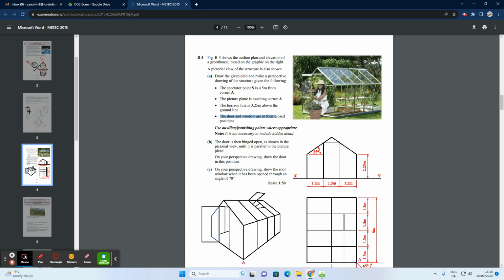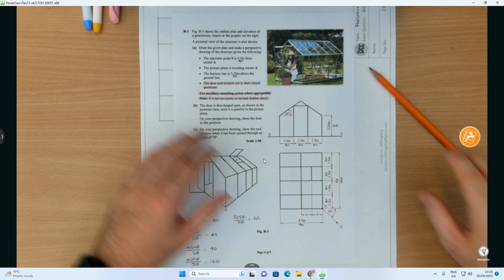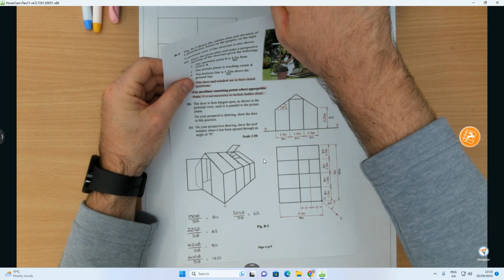And then it says, use auxiliary vanishing points where appropriate. Note, it is not necessary to include hidden detail. Part B and Part C we'll get onto later on in the question. So that's the problem there. We're given various heights, and we're given a scale of 1:50. So I'm just going to talk about that scale now. On my sheet here, I'm going to zoom in a little bit more so you can see it.